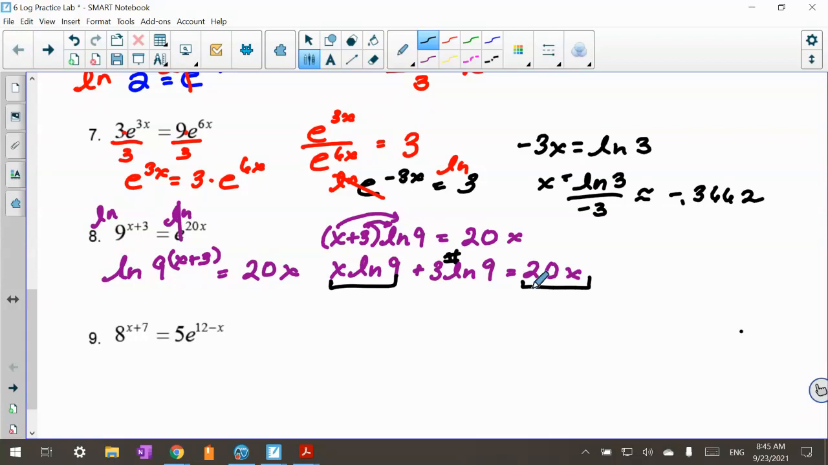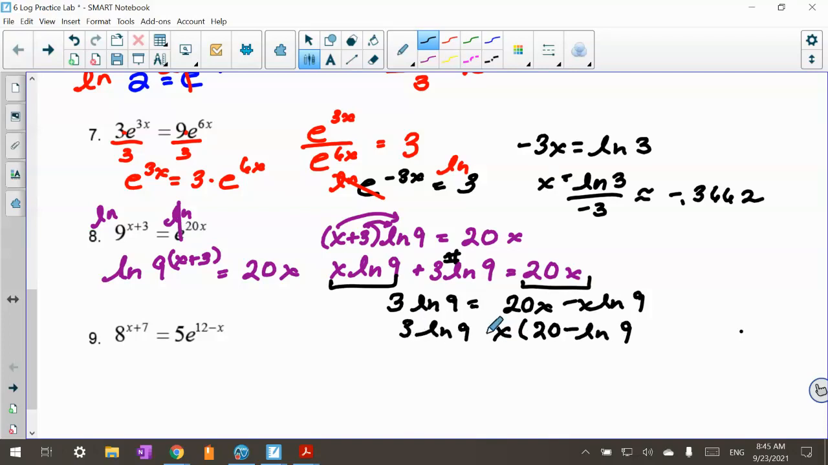And because this is already over here by itself, I'm going to move the x natural log of 9 to that side. So I have 3 natural log of 9 equals 20x minus x natural log of 9. So when I do that, I'm going to factor out the x. So I have x times 20 minus the natural log of 9. And when I do that, look how my x is isolated.